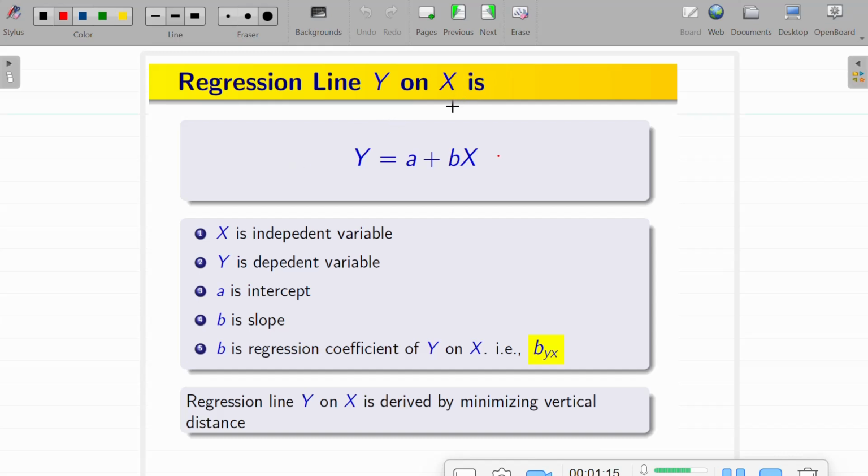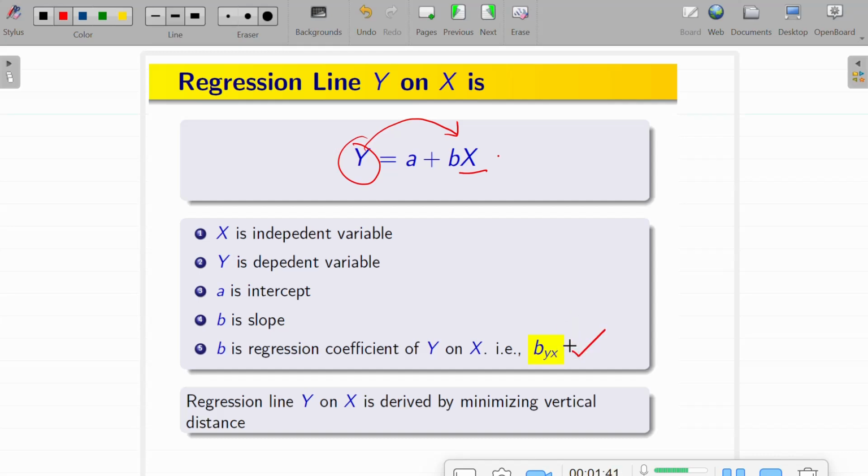First, let us learn about the regression equation y on x, which is given by y is equal to a plus bx, where x is an independent variable and y is the dependent variable which depends on your x, right? And a is called the intercept and b is the slope correspondingly. And b, the regression coefficient y on x, will be denoted by byx.